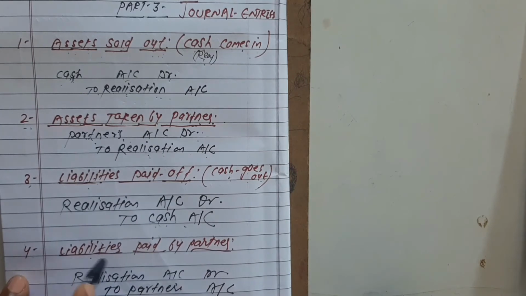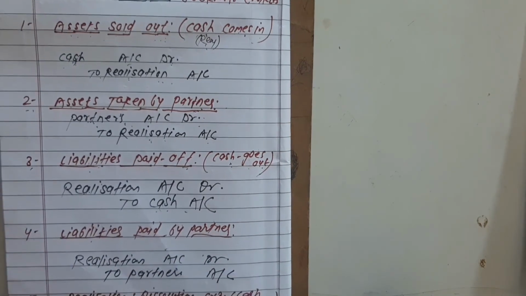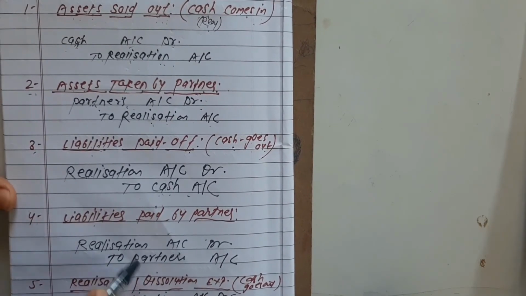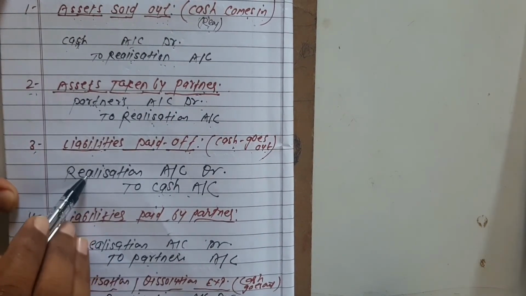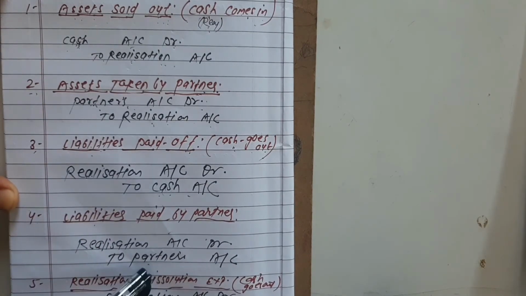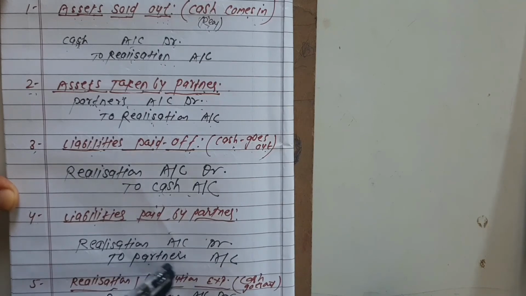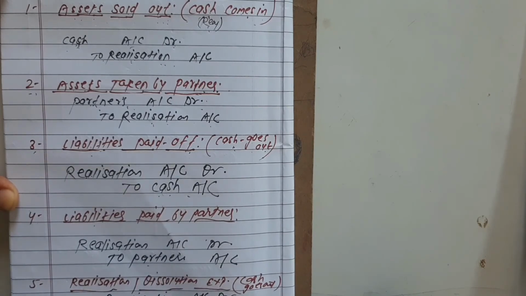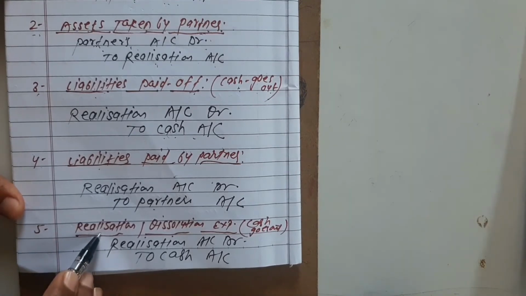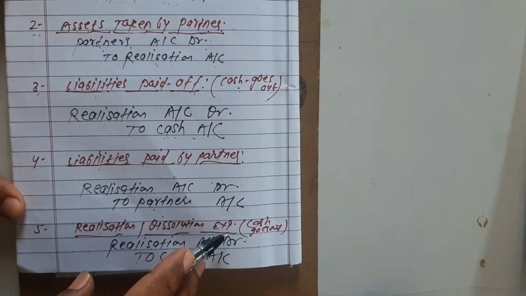But if the liability is paid by a partner, that means there is no involvement of cash. So instead of writing cash, we have to use the term partner. So the same thing, realization account debit to partners. If paid by A, write A's capital. If paid by B, write B's capital. Okay, now the last one is the realization or dissolution expenses.